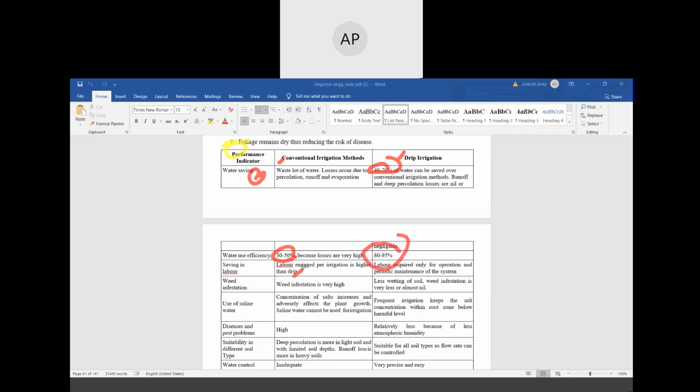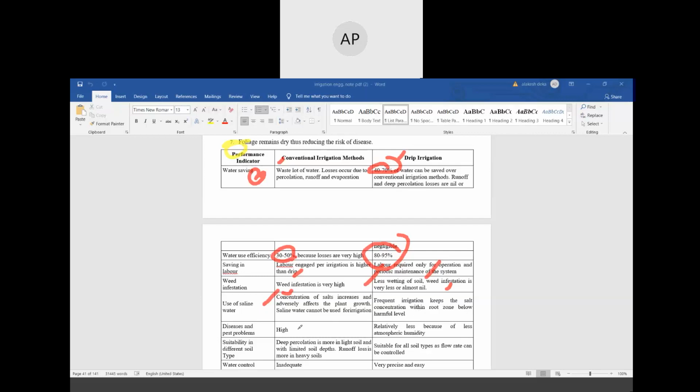Labor engaged per irrigation is higher in conventional, and in drip labor engaged is less. Okay. Weed infestation is very high in case of conventional irrigation method. But in case of drip irrigation, with less wetting of soil, infestation is very less or almost nil. Here, concentration of salts increases and adversely affects plant growth. Saline water cannot be used for irrigation. Next, frequent irrigation keeps the salt concentration within the root zone below harmful level.